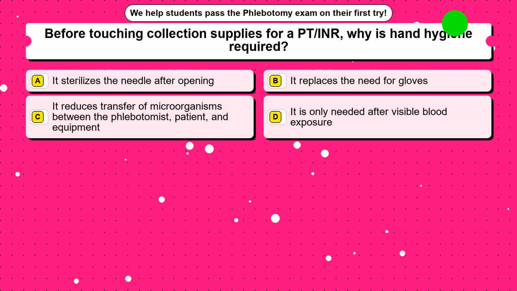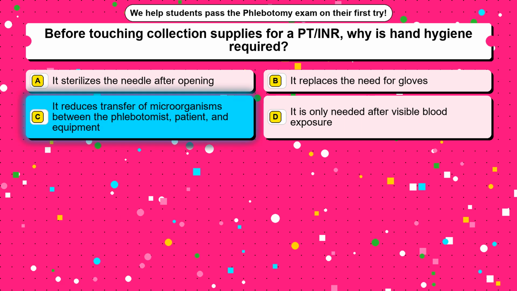Question 2. Before touching collection supplies for a patient/INR, why is hand hygiene required? Option A. It sterilizes the needle after opening. Option B. It replaces the need for gloves. Option C. It reduces transfer of microorganisms between the phlebotomist, patient, and equipment. Option D. It is only needed after visible blood exposure.